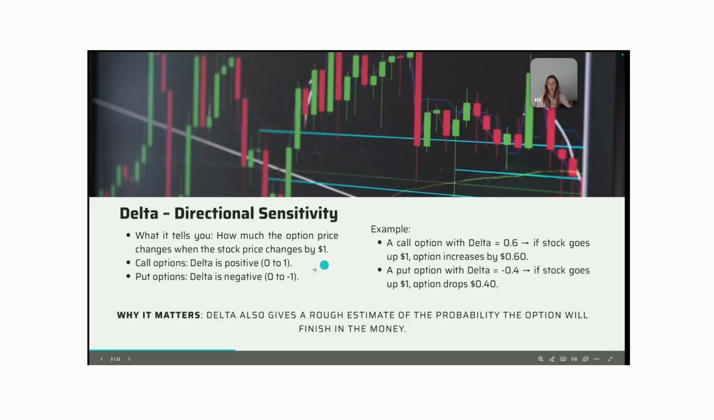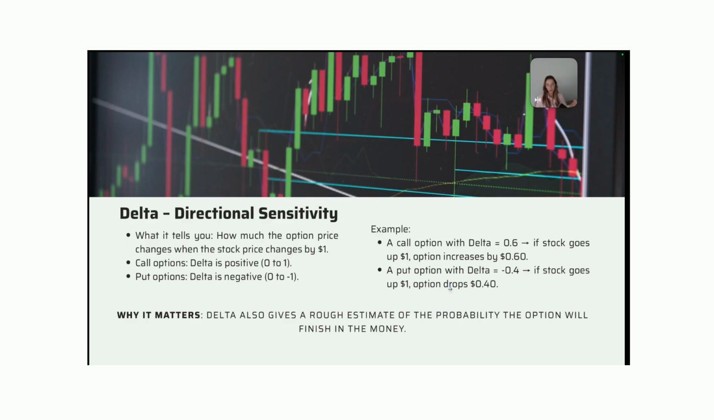Delta gives us a rough estimate of the probability the option will actually finish in the money. Trading is all about probability, so we want to use the Greeks to our greatest advantage to try to calculate the probability of the outcome of a trade.